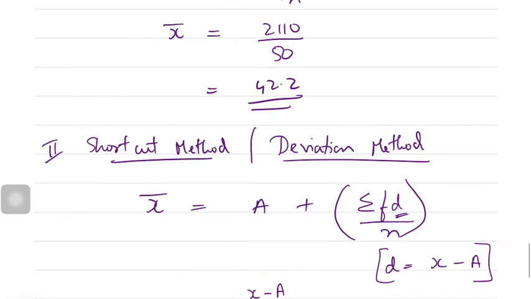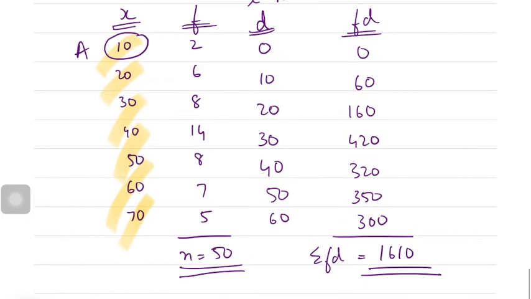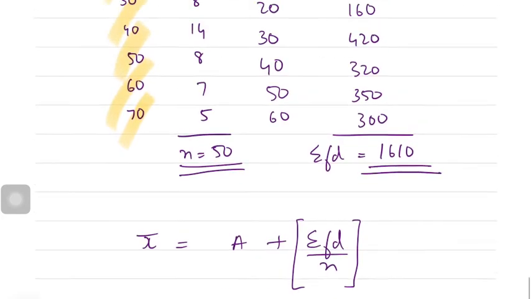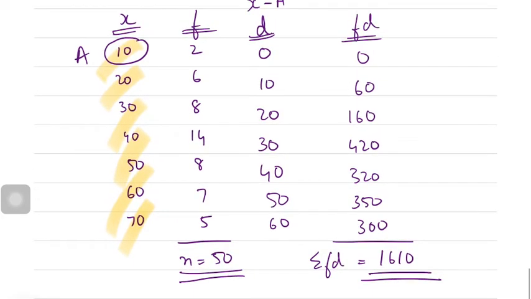In direct method also you got 42.2, right? This is the second method, which is called shortcut method, where you assume one number as a and then solve.